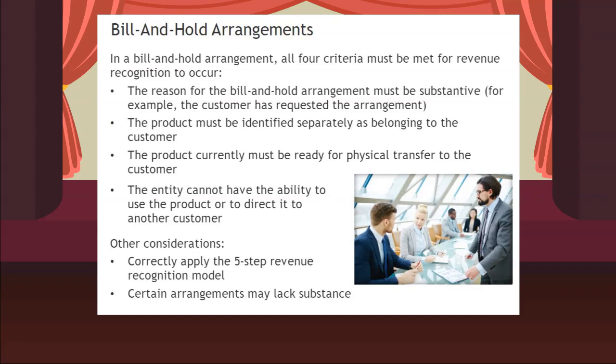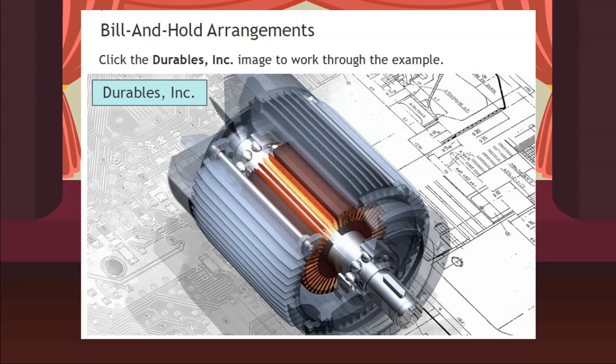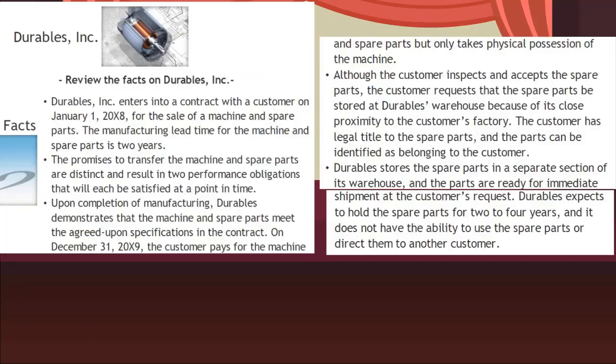However, in all cases, entities must apply the basic 5-step model for recognizing revenue in addition to meeting the specific criteria for bill and hold arrangements. Further, agreements that lack a fixed delivery schedule or that the customer did not initiate may in fact lack a substantive business purpose. If the arrangement lacks substance, revenue recognition on a bill and hold basis would be precluded. Click on Durables Inc. to walk through an example of bill and hold arrangements.